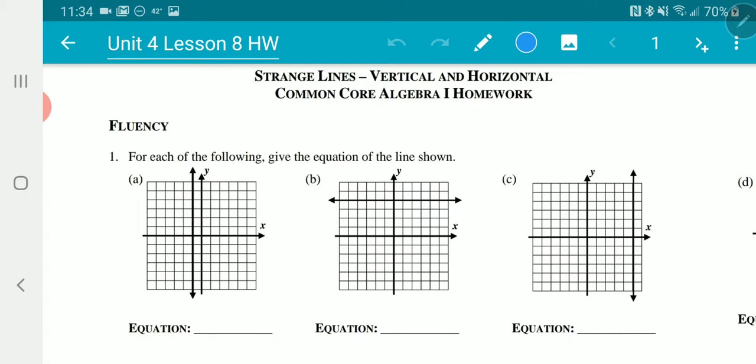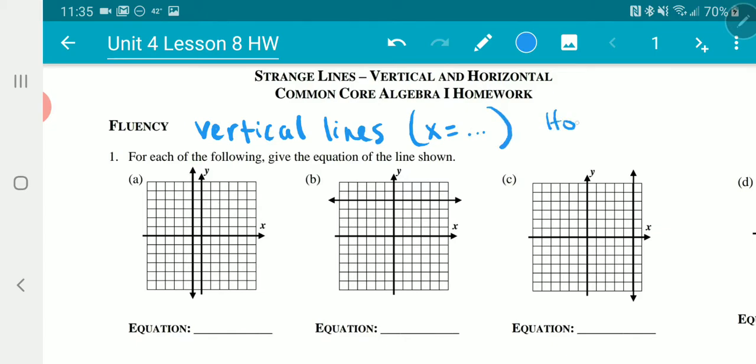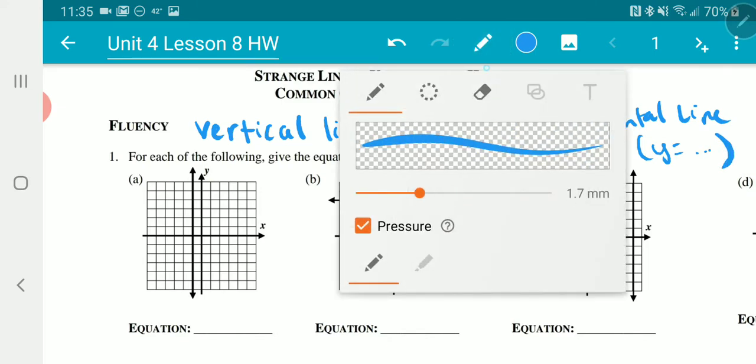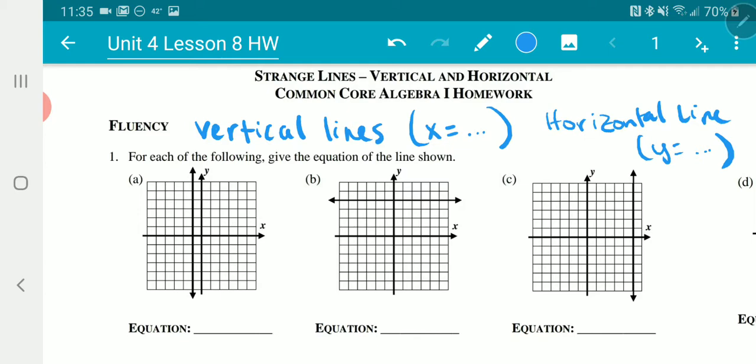For number 1, it says, for each of the following, give the equation of the line shown. It's important to know that when we're talking about vertical lines, these are all going to be x equals something, okay? When we're talking about horizontal lines, these are all going to be y equals something, okay? And we find that just by looking at the axes that it crosses through.